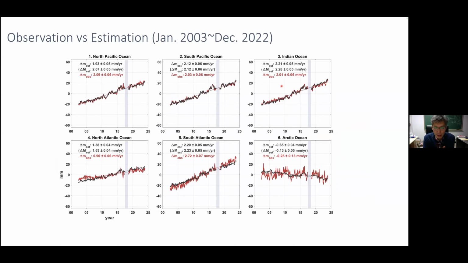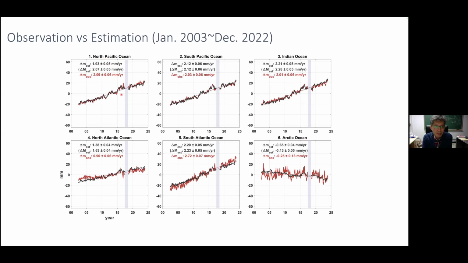But a more interesting comparison can be found in six different ocean basins. So I selected the North and South Pacific Oceans, Indian Ocean, North and South Atlantic Oceans, and Arctic Ocean. The black line is the smoothed estimation, and the red line shows the smoothed observation. And for your comparison, I also included a number for the case without applying any smoothing for the estimation. So you have a slightly larger number, like here.